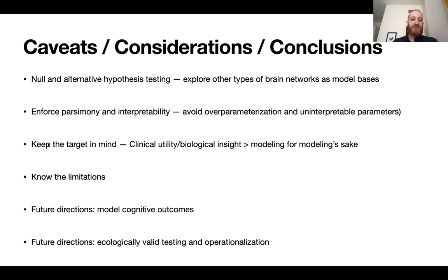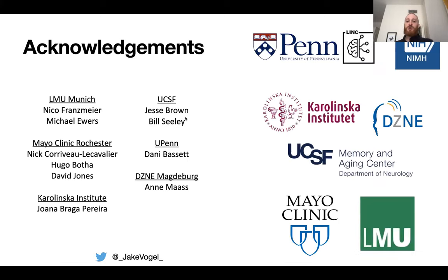You know, obviously knowing the limitations of what we can and can't do and focusing on what we can do. And in terms of future directions, I think way down the line, it would be very nice to be able to model cognitive outcomes, essentially to model what's happening at the level of disease and then be able to predict how that will influence the behavior of a participant down the line and over time, and hopefully be able to have some ecologically valid testing and operationalization.